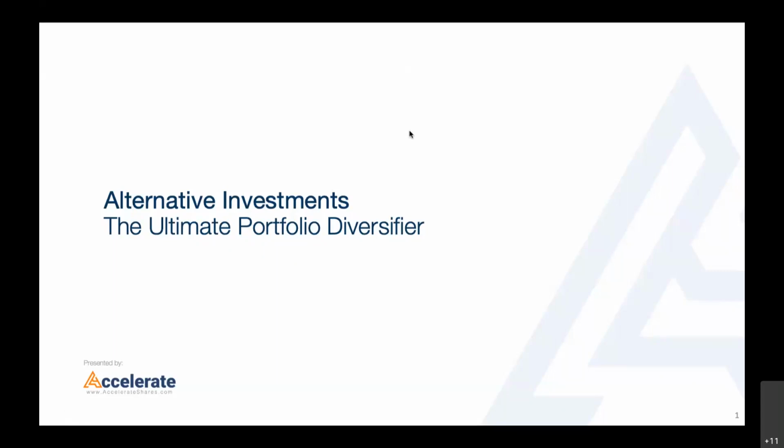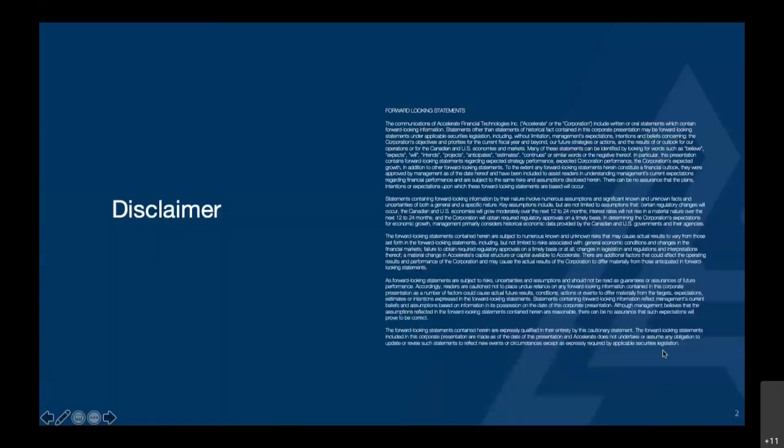I'm here to chat about alternative investments, the ultimate portfolio diversifier. So let's get into it, ladies and gents. Take a look at the disclaimer. It tells you everything you need to know regarding forward-looking statements.